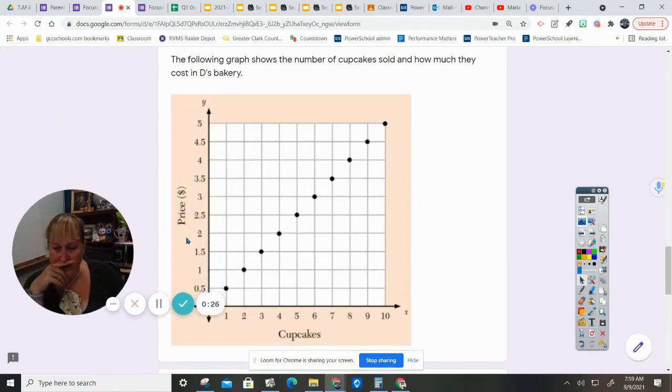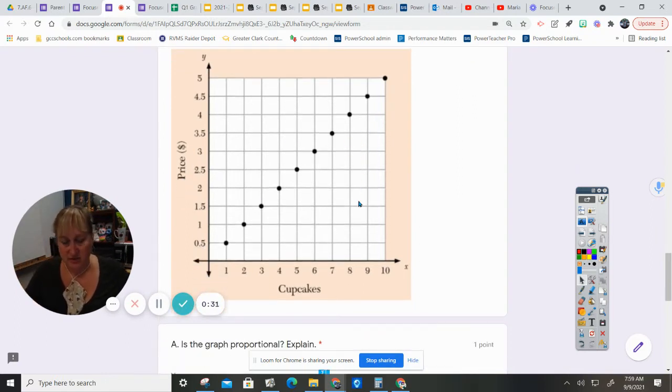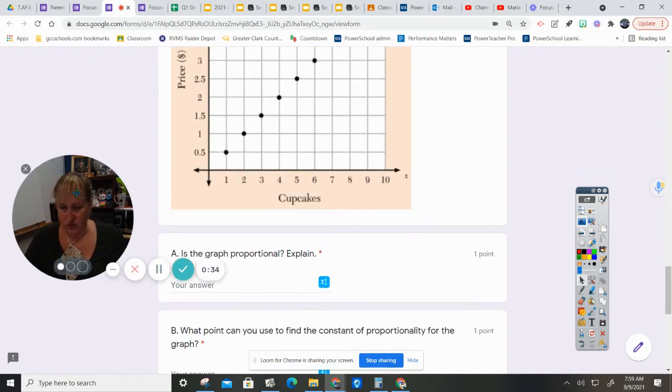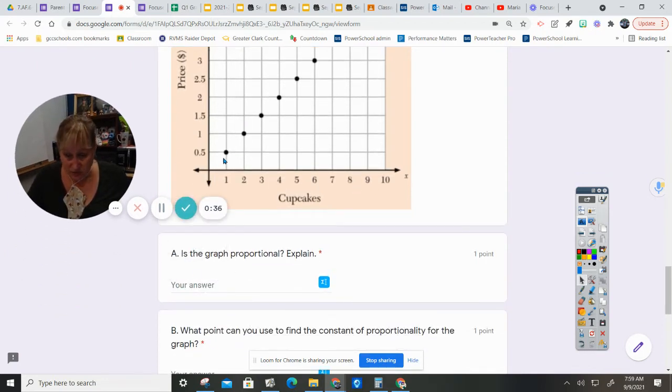So it looks like price is along the Y and the number of cupcakes is along the X axis. Is the graph proportional? The answer is yes, because as you can tell, it's going in a straight line and it does cross through the axis. Yes, it is proportional because it is linear and passes through the origin.